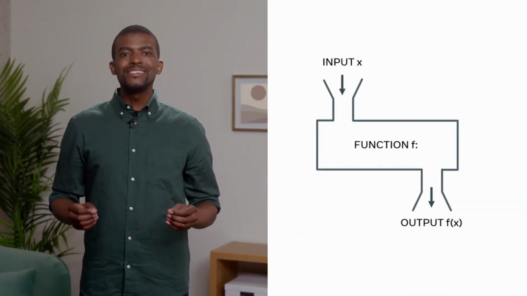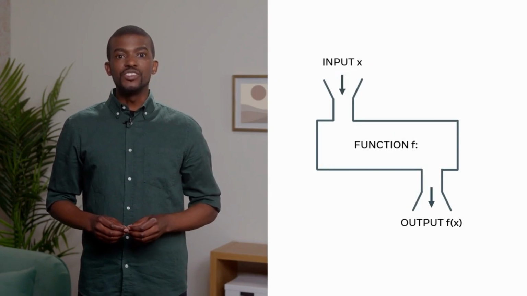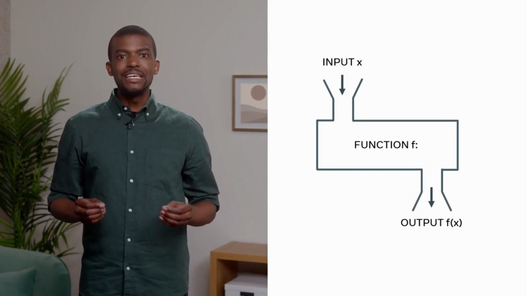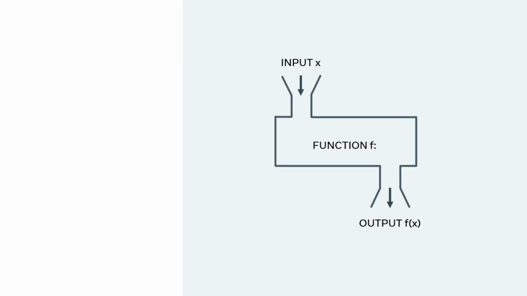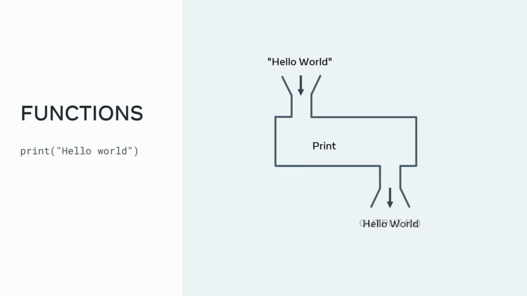So, what are functions? At the most basic level, you can think of functions as a set of instructions that take an input and return an output. For example, the primary task of the print function is to print a value. This value is usually printed to the screen, and it's passed to the print function as an argument. In the example we have here, the string hello world is the value passed to the print function.